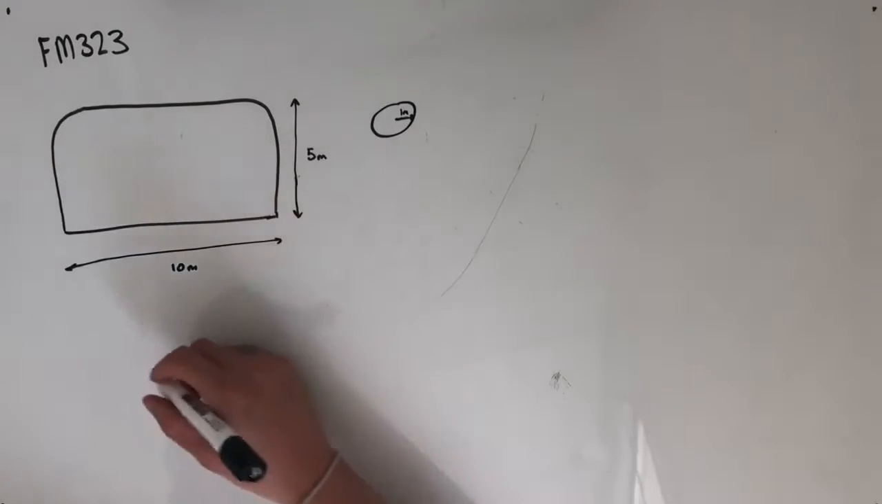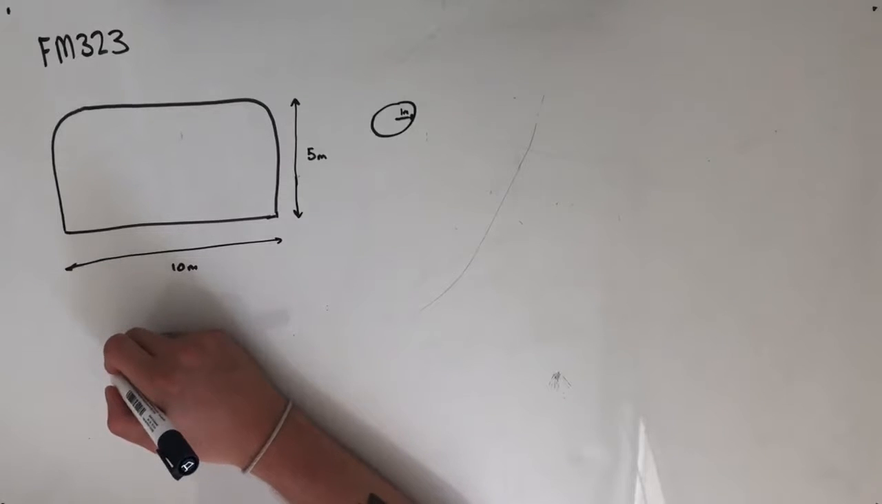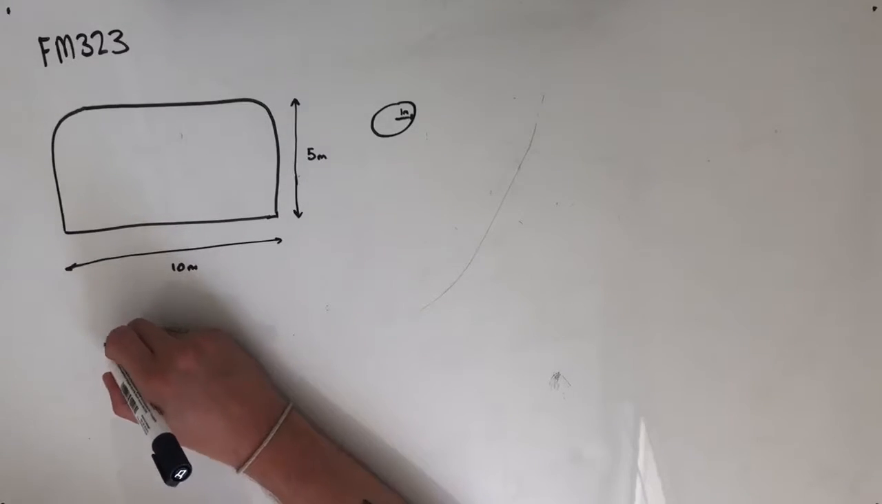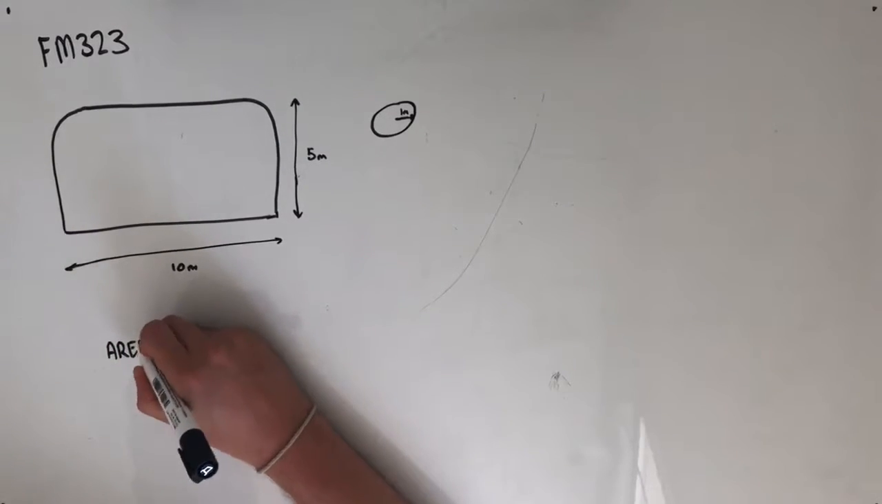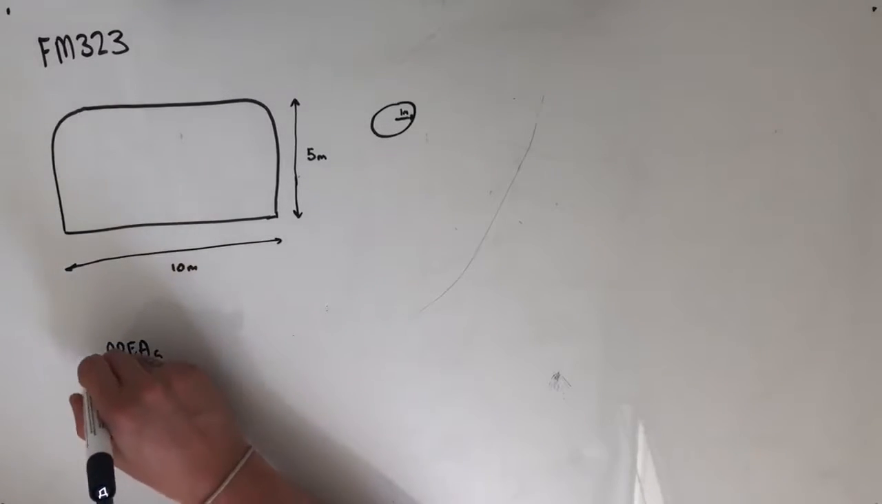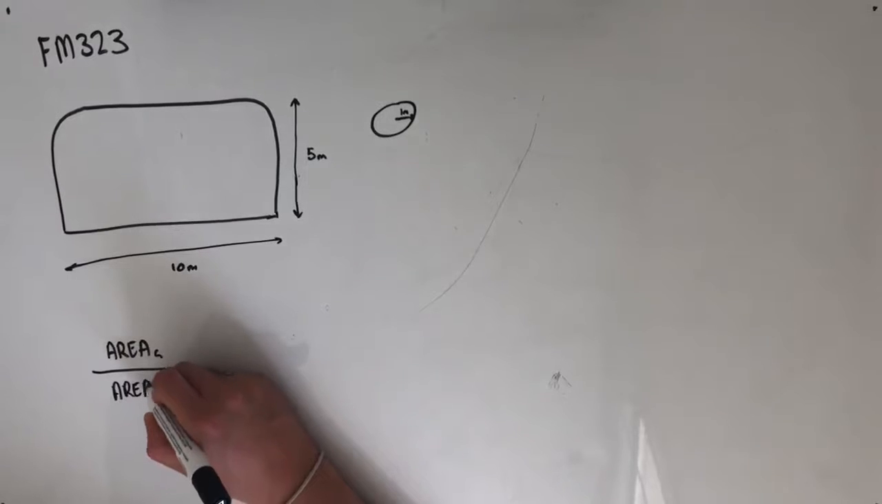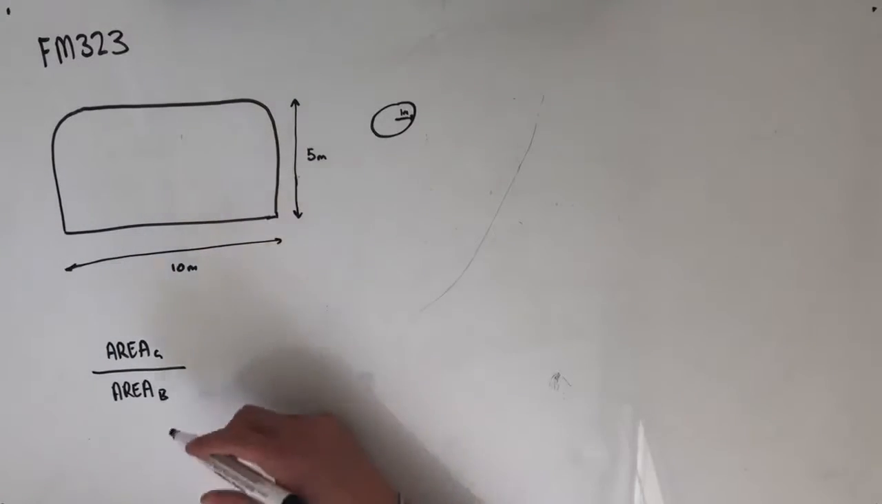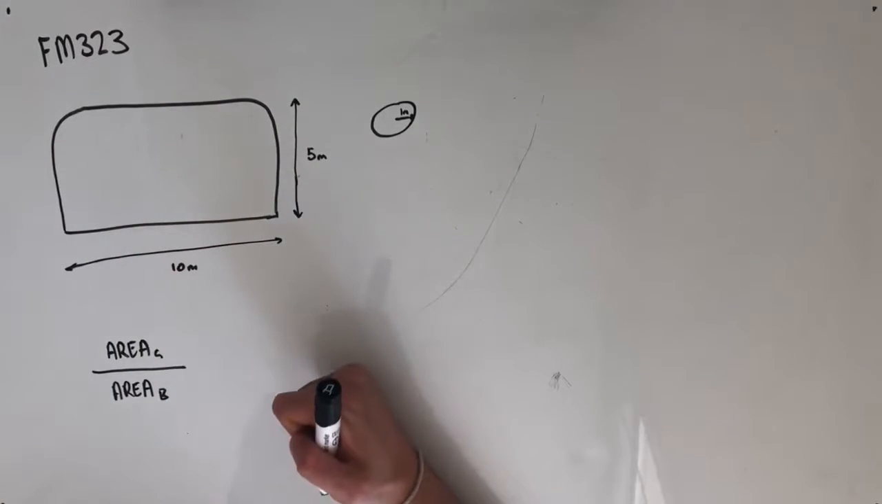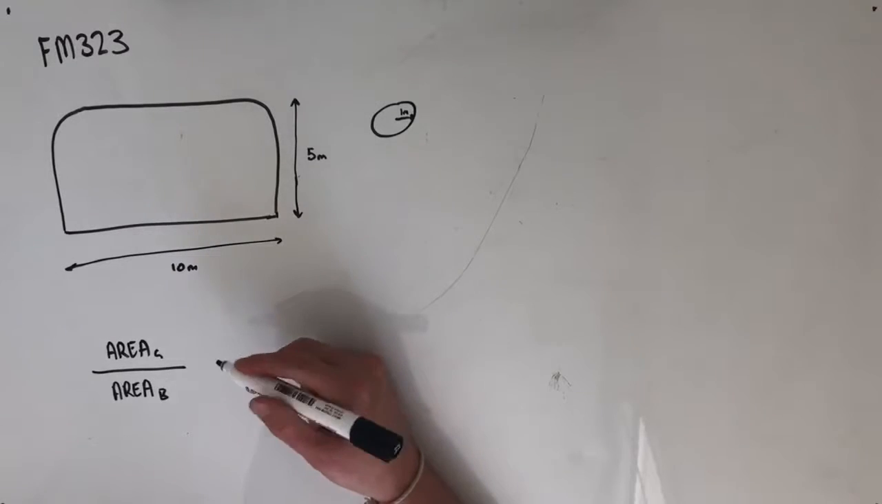So the calculation that we're going to use to solve this question is going to be to put the area of the goals over the area of the ball. That will leave us with how many times larger the goals is than the ball.